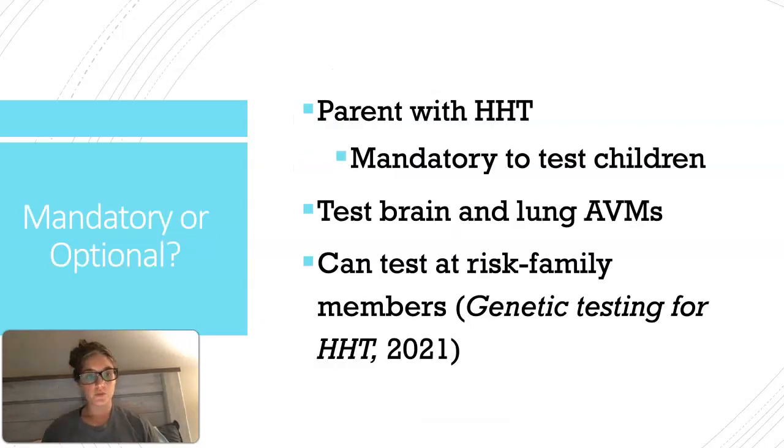So then you have mandatory or optional. This is mandatory because if parents have HHT, testing their children for brain and lung AVMs is mandatory unless genetic testing has already been ruled out. Sedatives or general anesthesia may be required for young children to get the testing done properly. If a family member has been identified to carry the HHT mutation, genetic testing can be done on at-risk family members to determine who needs to be screened for the internal AVMs due to the condition.